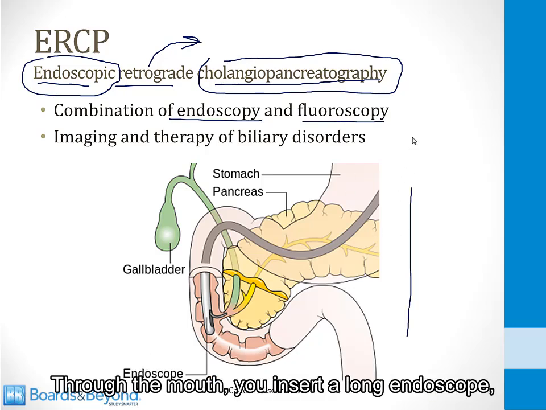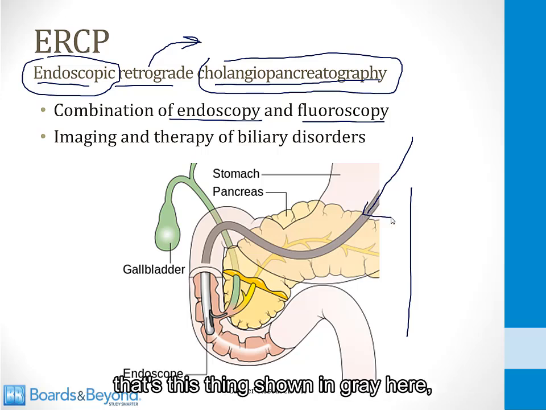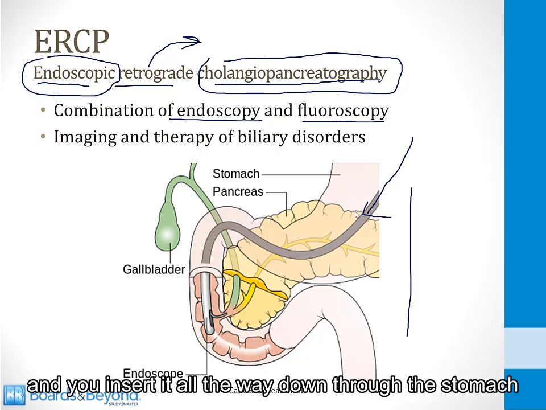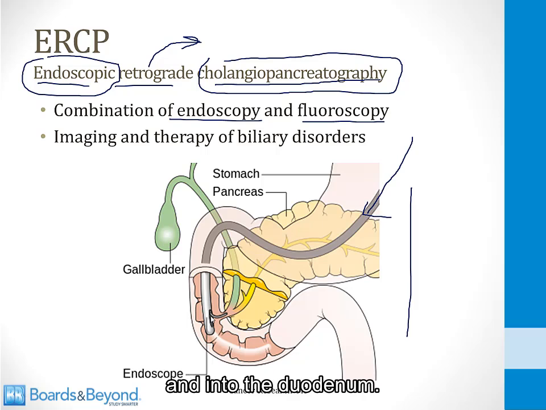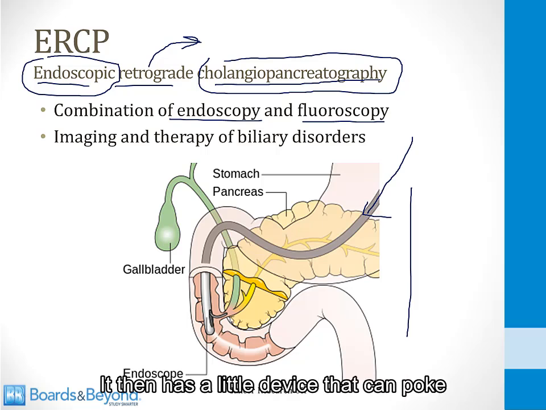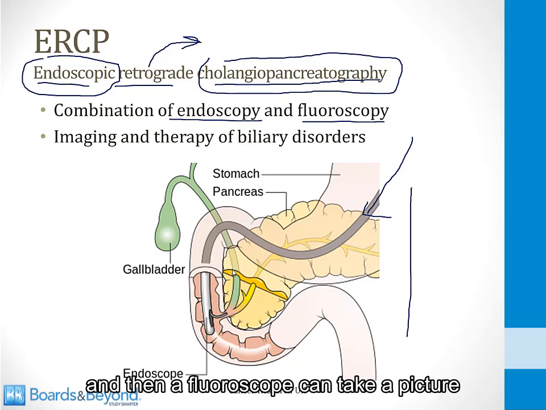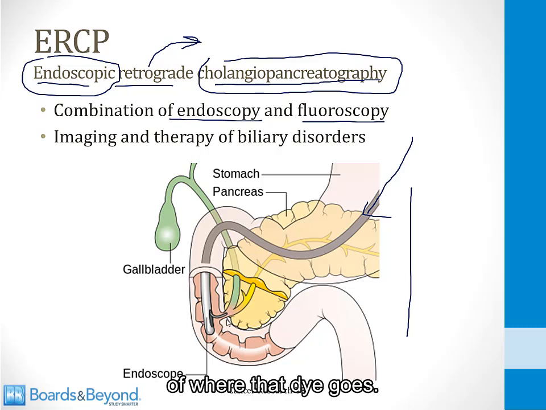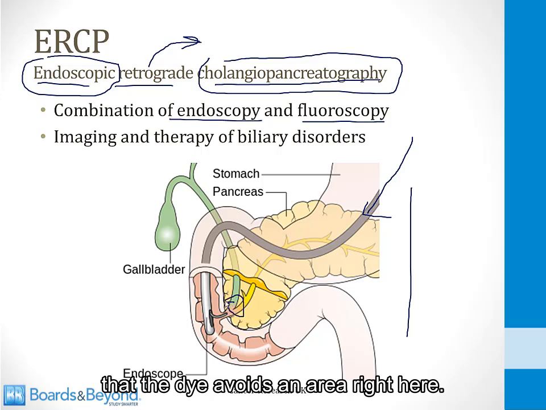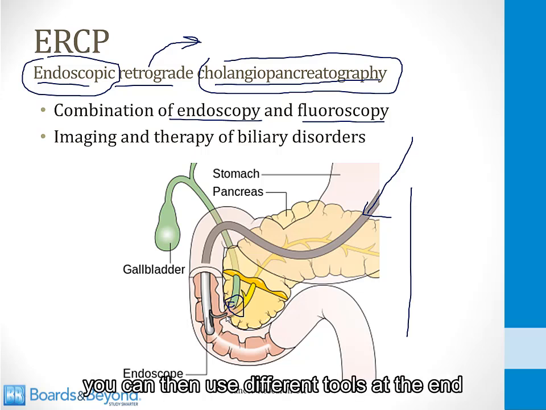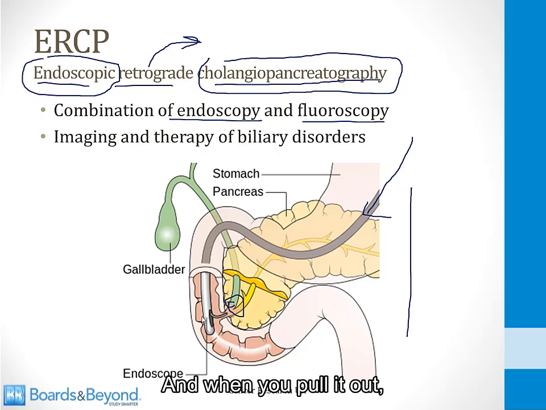Through the mouth you insert a long endoscope, that's this thing shown in gray here, and you insert it all the way down through the stomach and into the duodenum. It then has a little device that can poke into the bile ducts and you can inject dye, and then a fluoroscope can take a picture of where that dye goes. And if there's a stone, you will see that the dye avoids an area right here, for example, where the stone is present. You can then use different tools at the end of the endoscope to try and pull that stone out, and when you pull it out, the bile will begin to drain again.